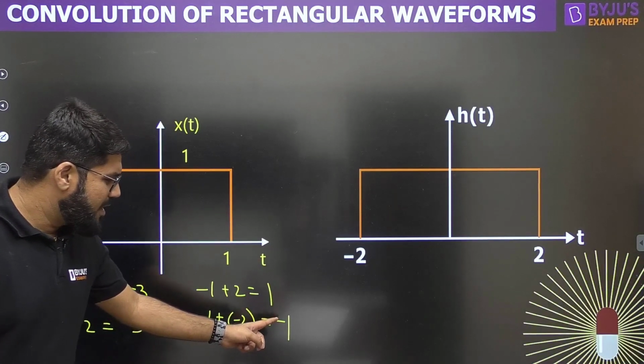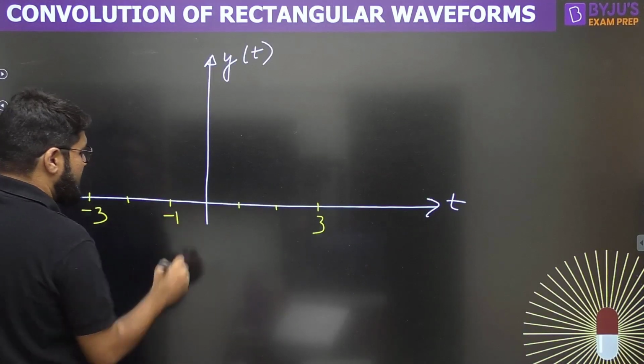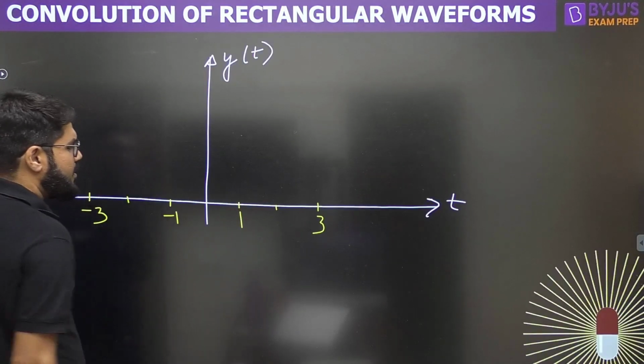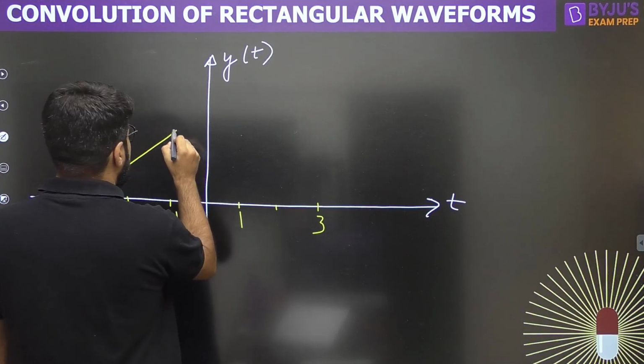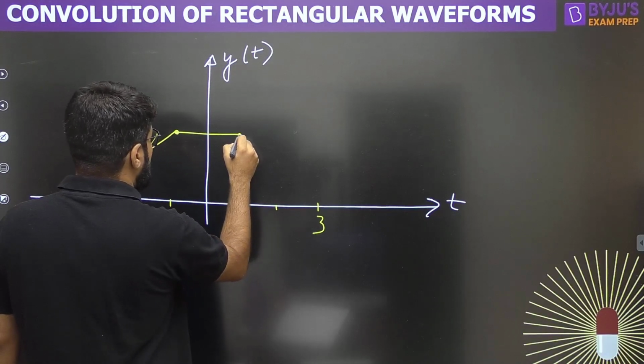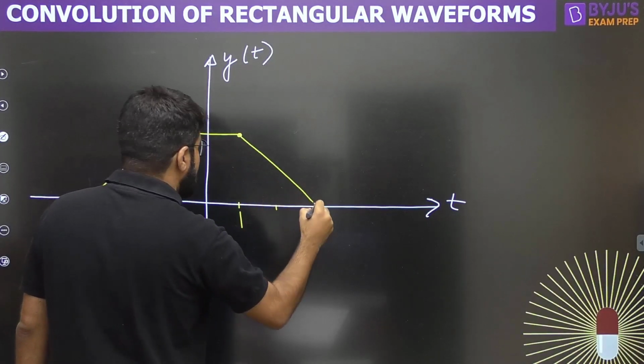So which of them is lower? Minus 1 will come first. So this is minus 1 and then plus 1 is here, right? So now just draw the trapezium. Minus 3 to minus 1, it's a ramp. Minus 1 to plus 1, it's a constant. And 1 to 3, it's again a ramp.